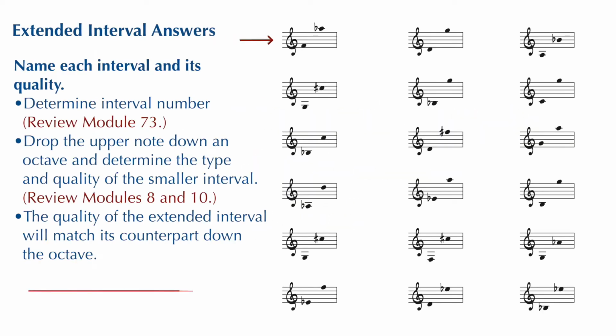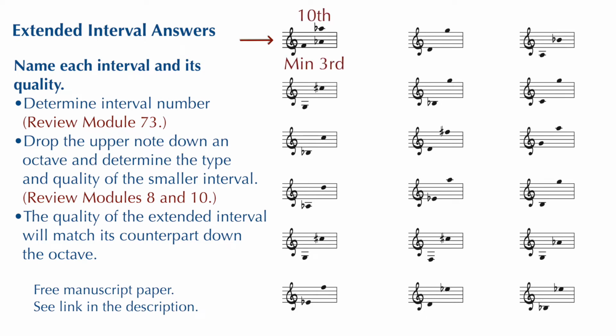Number 1, first space F to the A flat above the staff. This is going to be some kind of tenth. We drop the A flat down an octave, and now we have the interval of a minor third. So the extended interval is minor tenth.